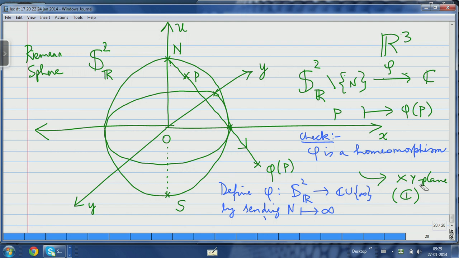What is missing in the complex plane is a point that corresponds to infinity. So you want to look at C union infinity, which is called the extended complex plane. Your idea is to send this infinity to the north pole, because C union infinity contains C as a subset, and this C, the complex plane, is by the stereographic projection homeomorphic to the Riemann sphere minus the north pole.